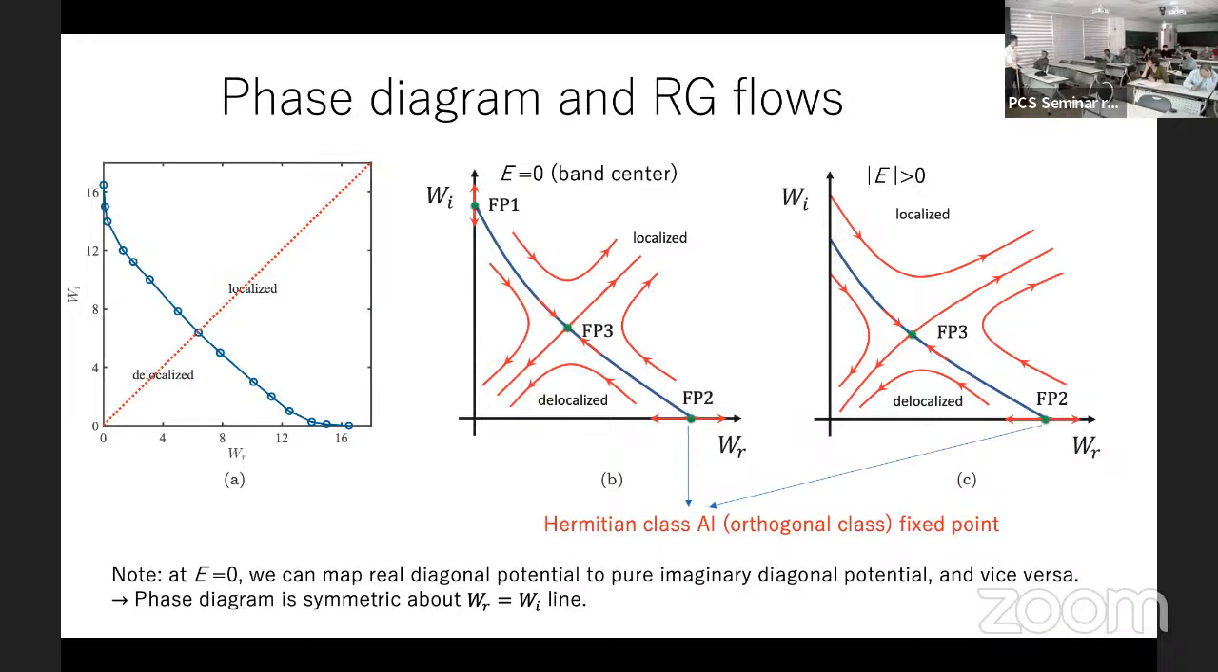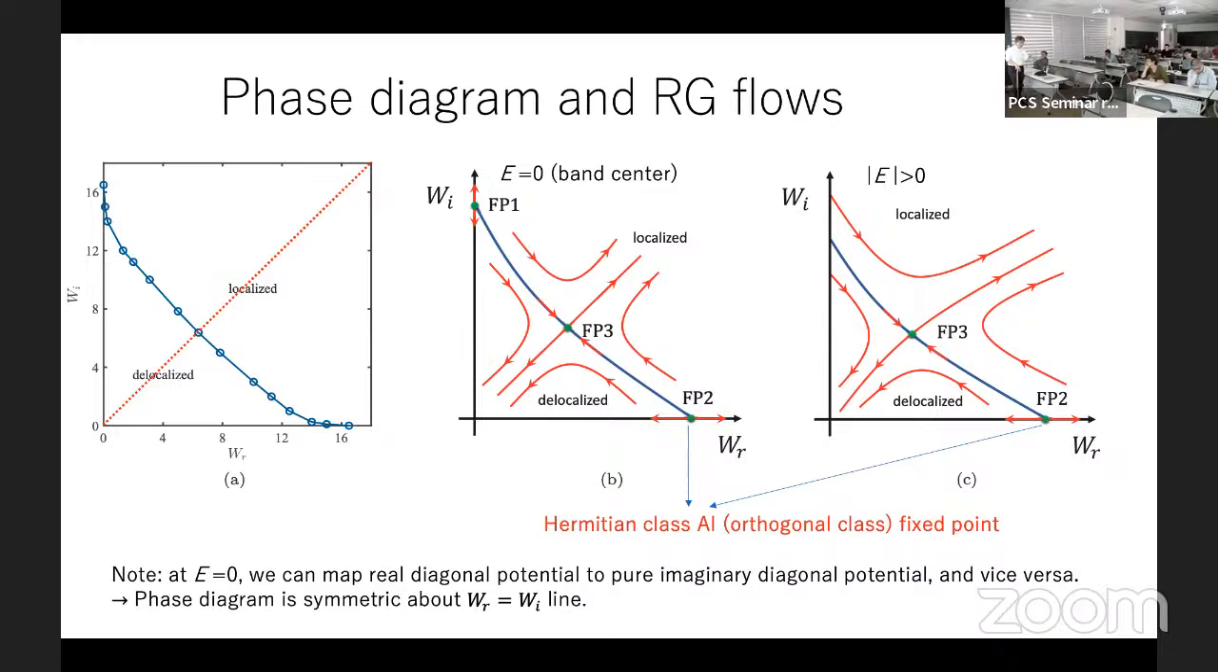Are these results analytical or numerical? This one is numerical. No, these RG flows. This RG flow is just schematic, to be consistent with numerical calculation. This symmetry can be proved exactly, but other than that, it's just a conjecture consistent with the mapping and consistent with the numerical calculation.